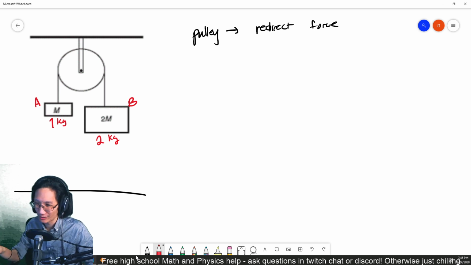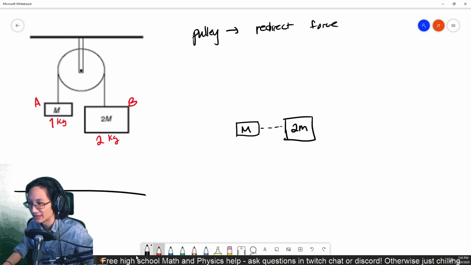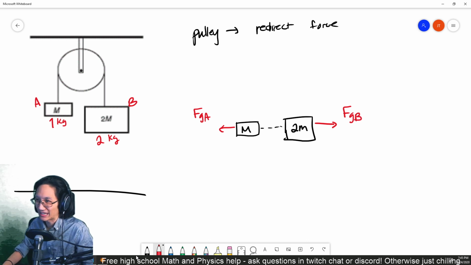So for this particular problem, almost all of these force problems come down to just this idea of a tug of war, where you're pulling in multiple directions and you want to know which way it ends up moving. You can essentially simplify this problem to thinking about it as block M here being attached to block 2M and a tug of war between the two forces of gravity. So there's the rope tied in between them, and then there's the force of gravity on A, and then over here is the force of gravity on B. And that's the tug of war.